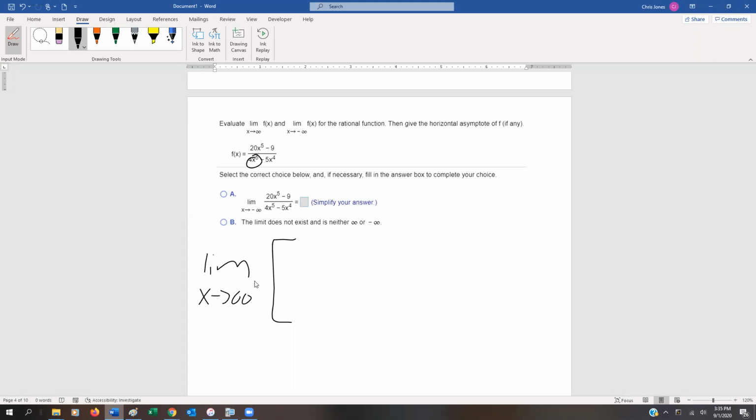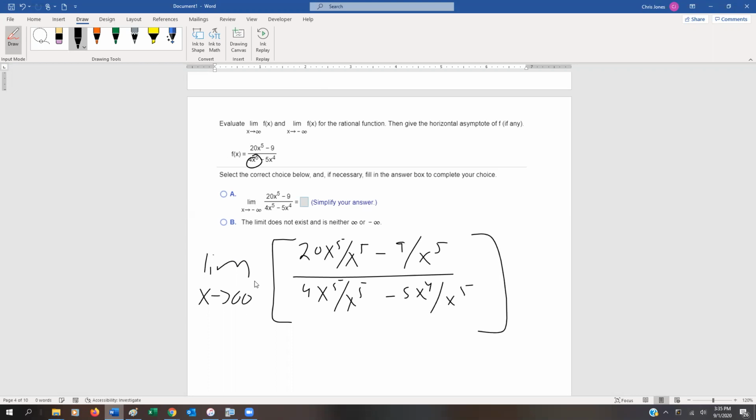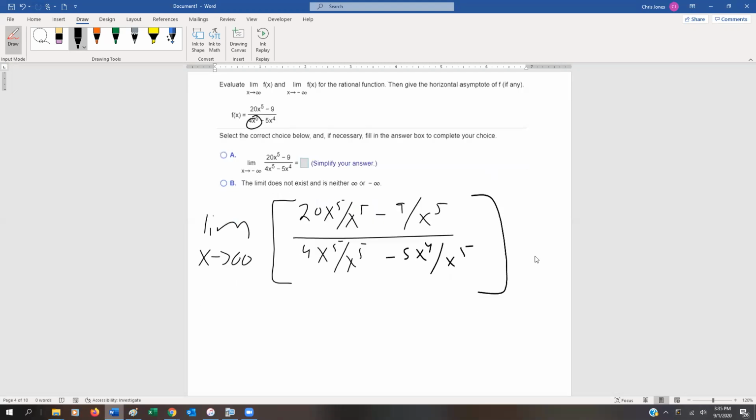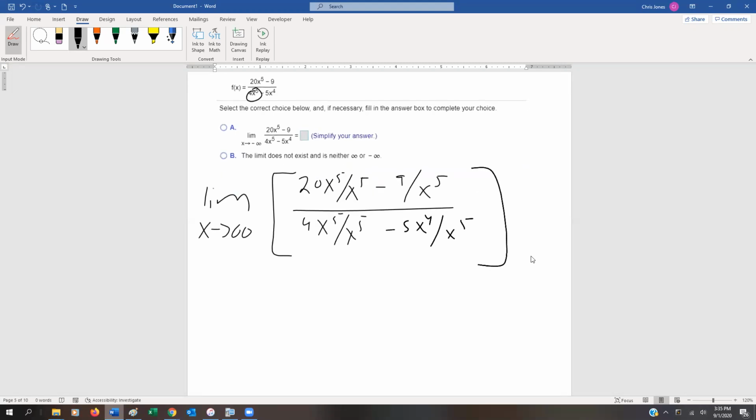Now I'm going to show you a little bit shorter way in a moment, but you would have 20x to the fifth over x to the fifth minus 9 over x to the fifth, divided by 4x to the fifth over x to the fifth, and then finally minus 5x to the fourth over x to the fifth. And it looks like we've made this really nasty. And by the way, this is completely legal. All right. What we're going to do is divide everything out and simplify.